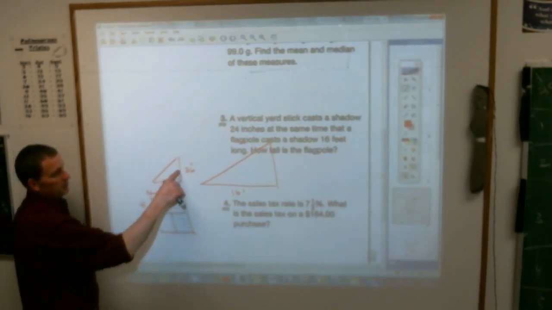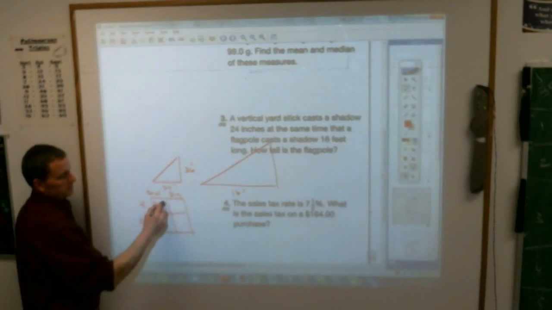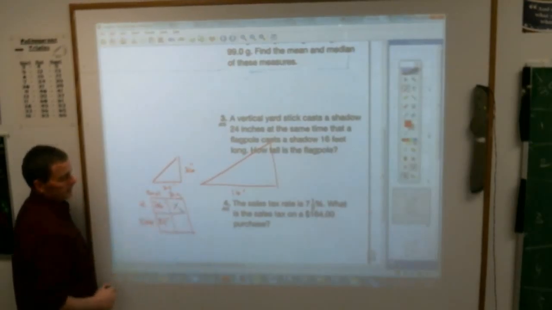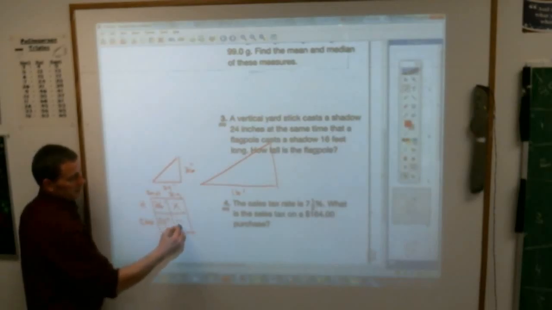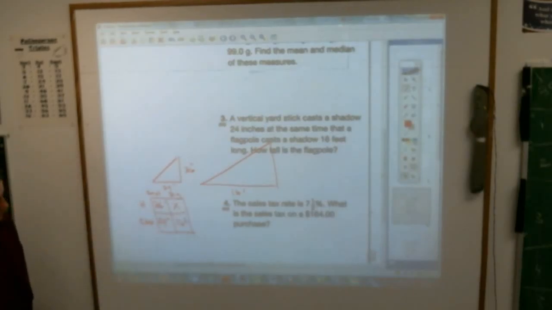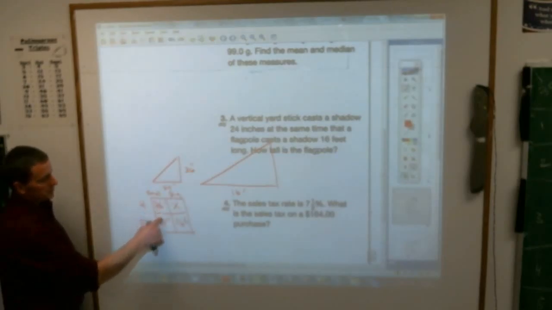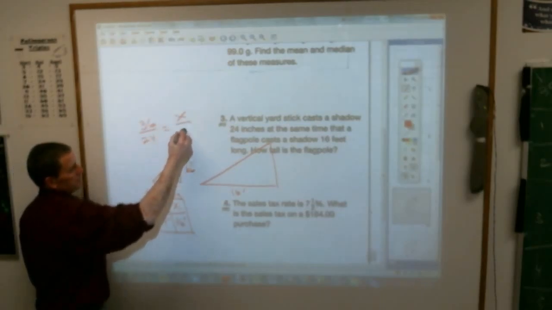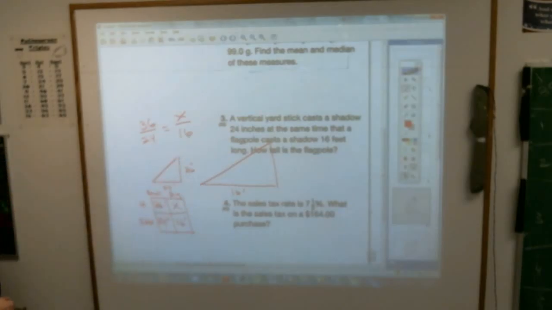Okay, what is the height of the small triangle? 36 inches. What's the shadow of the small triangle? 24 inches. Height of the big triangle, we don't know. And the shadow of the big triangle is 16 feet. How do I do that from there? Make equal fractions. 36 over 24 equals what number over 16? Suggestions from there? Just cross multiply, cross products, or Kaylin?